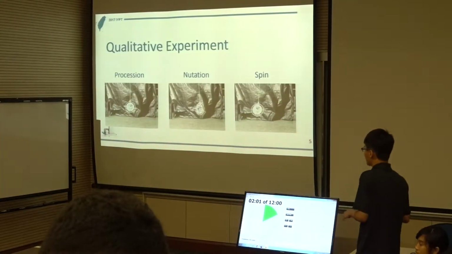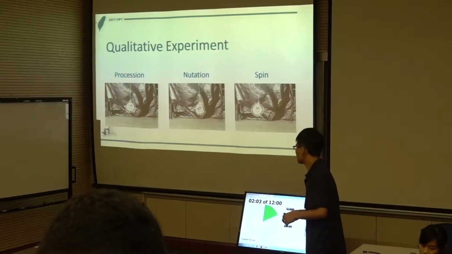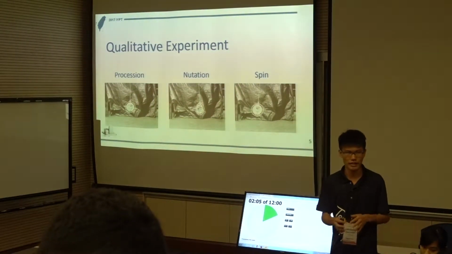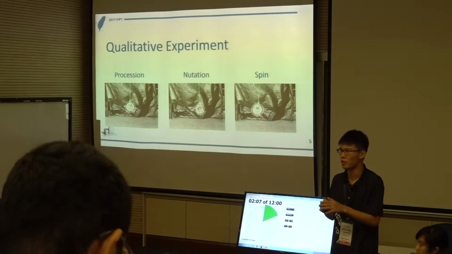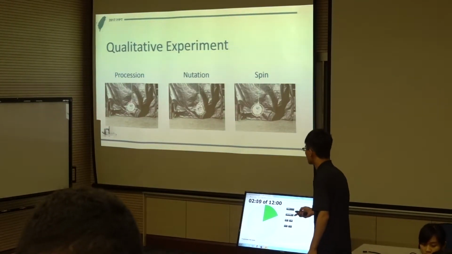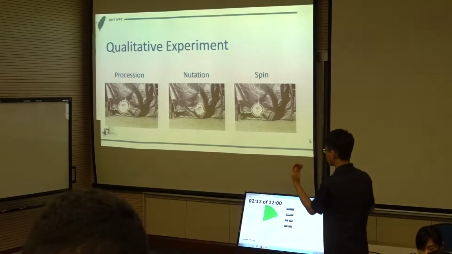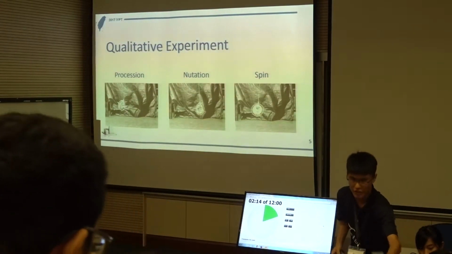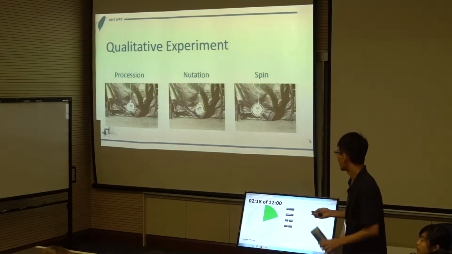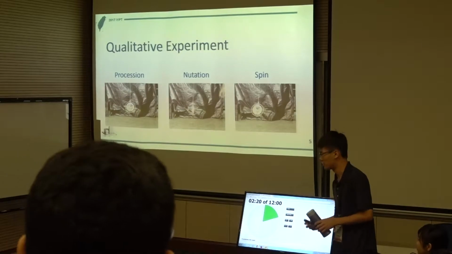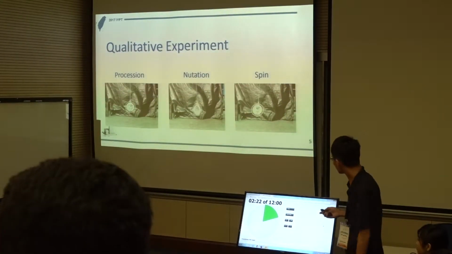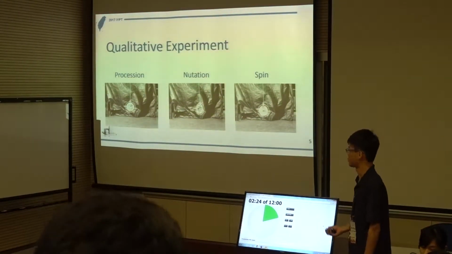And here are the qualitative experiments. First, in the observation video, we can see that there are three different types of motion of this gyroscope. First is the precession, which traces a circle in radius, just like this. Second is the nutation, where the gyroscope moves like this. And third is the spin of the gyroscope.